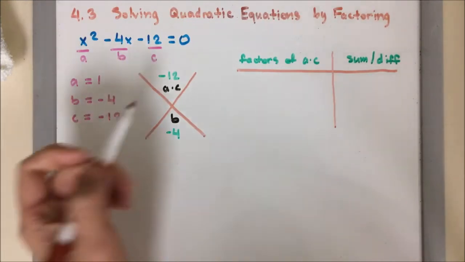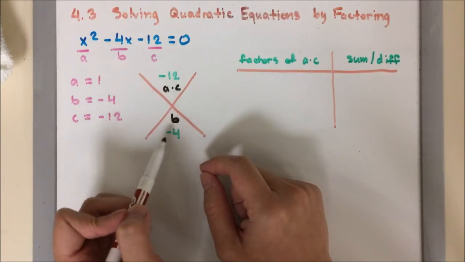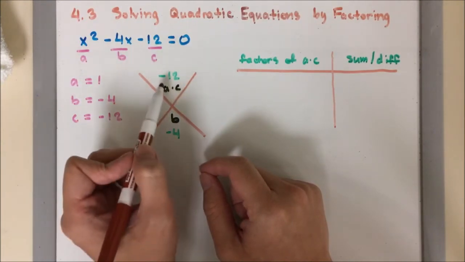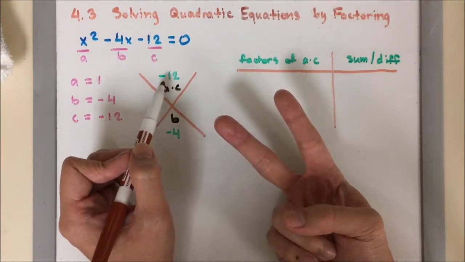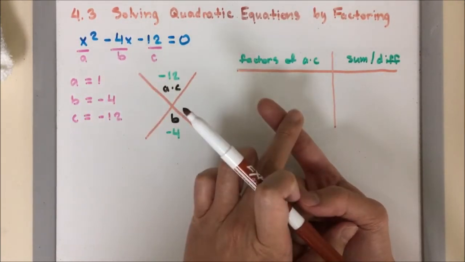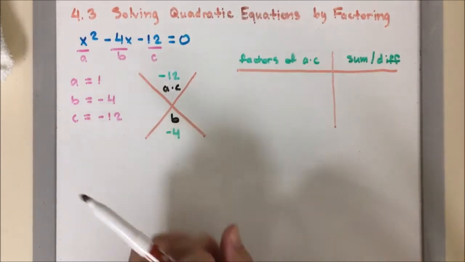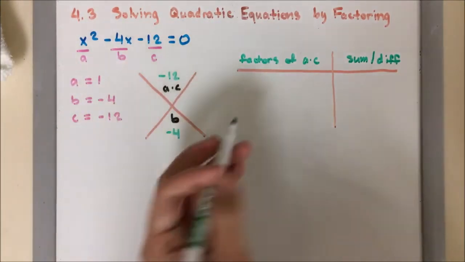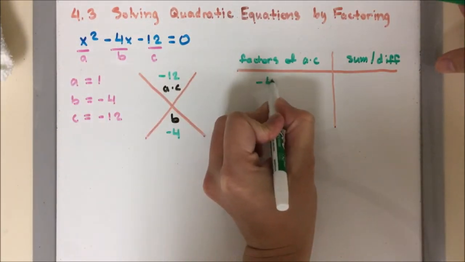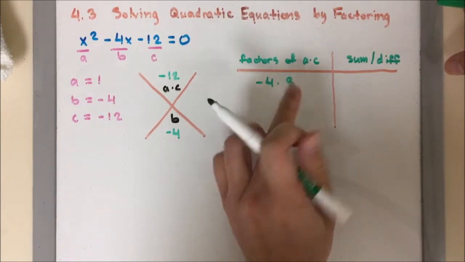Alright, so we have to find two numbers that can multiply into negative 12, and the sum or difference is negative 4. Now, in order to find two numbers that multiply into negative 12, the one thing you have to know is that one has to be a positive number and one has to be a negative number. So let's think of what possible factors we can use for negative 12. One example, you can use negative 4 times positive 3. It will give you negative 12.